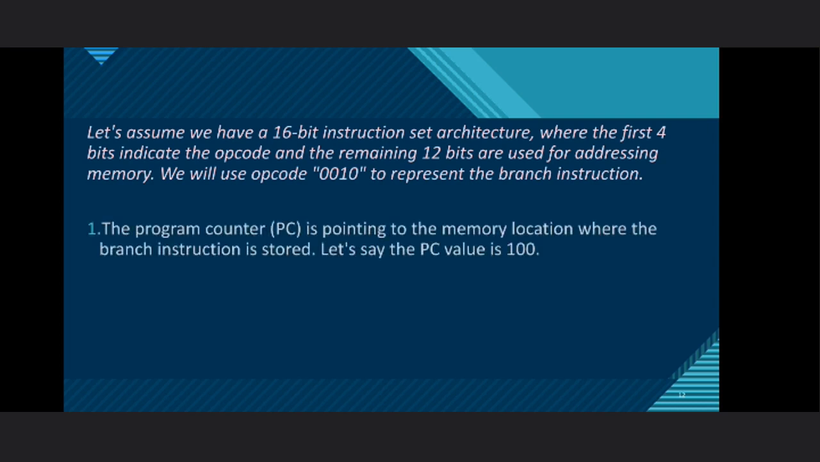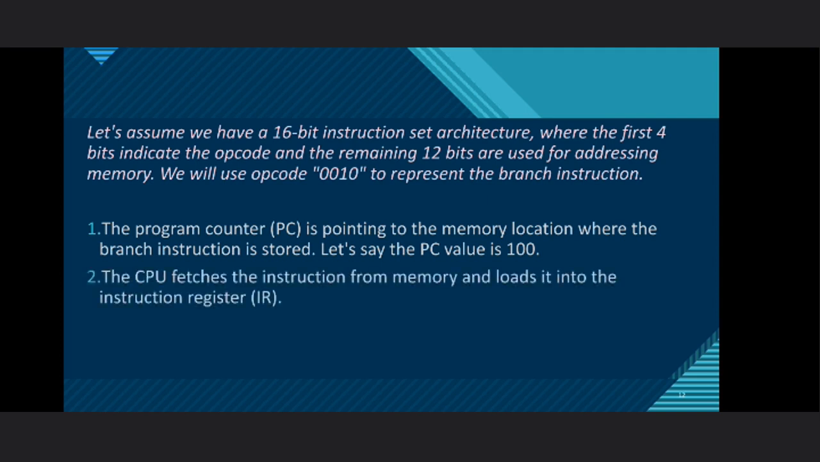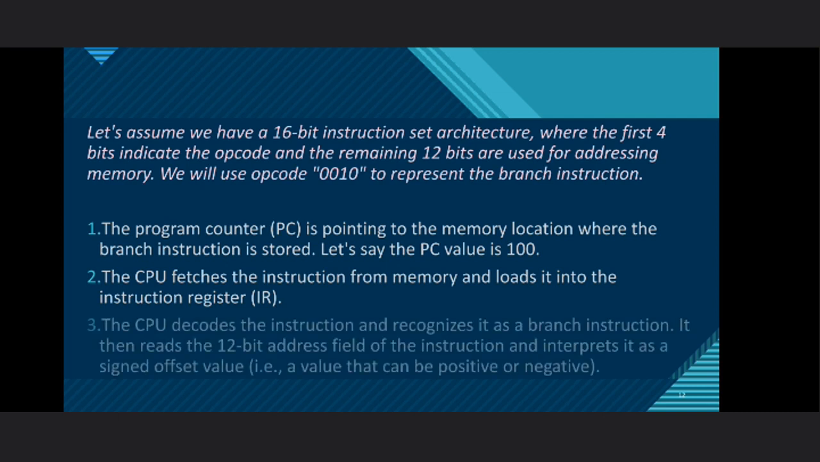The program counter PC is pointing to the memory location where the branch instruction is stored. Let's say the PC value is 100. The CPU fetches the instruction from memory and loads it into the instruction register, IR. The CPU decodes the instruction and recognizes it as a branch instruction. It then reads the 12-bit address field of the instruction and interprets it as a signed offset value, that is, a value that can be positive or negative.